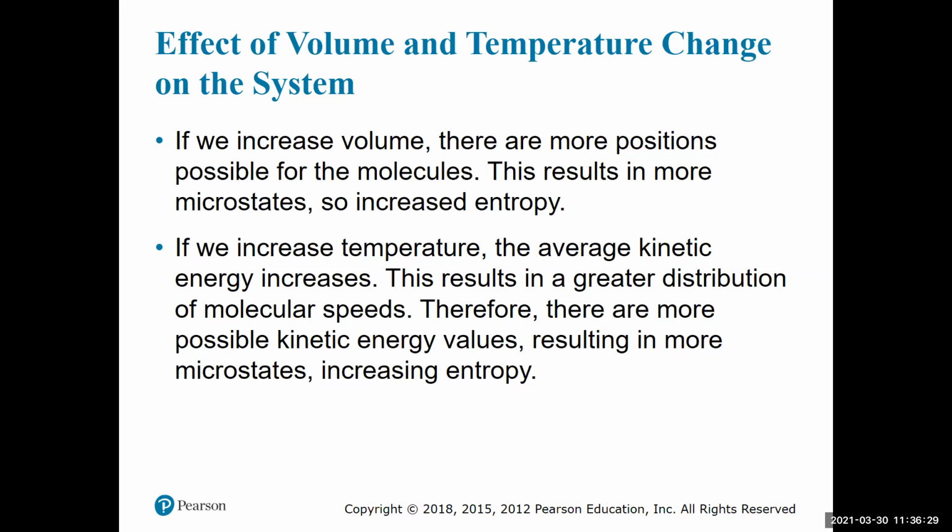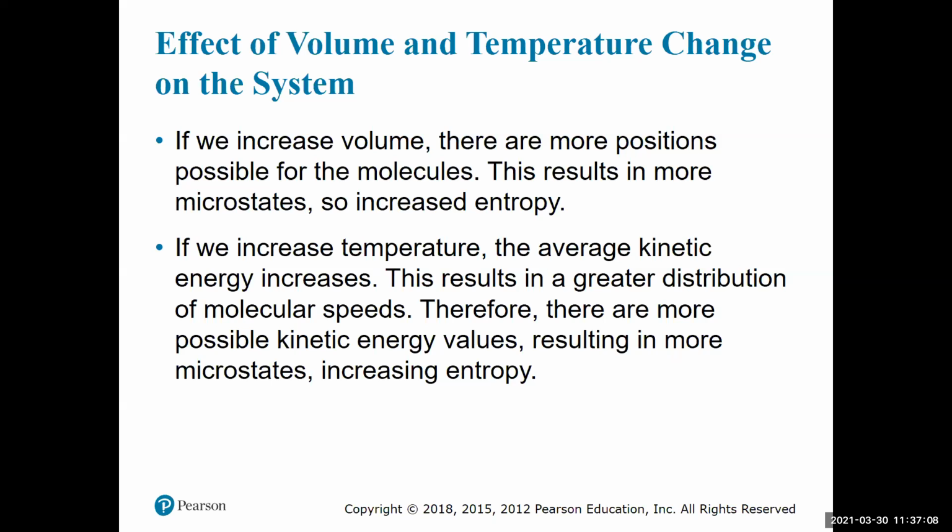In terms of temperature, if we increase the temperature, then that increases the kinetic energy of the molecules, right? So those molecules are moving faster. As you get them moving faster, you have a wider range of molecular speeds. More molecular speeds means more kinetic energy values. That means you have more microstates. And as we've said a few times now, if you have more microstates, then you have increased entropy.